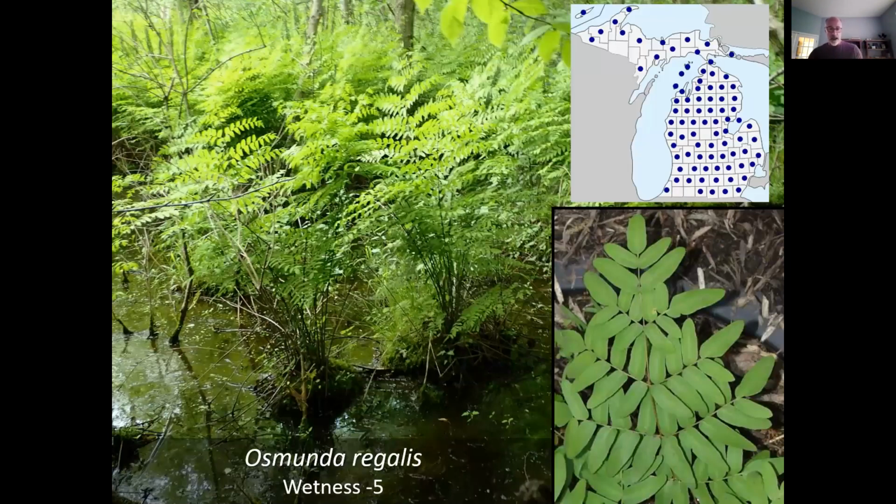Moving kind of heading towards shore, one of the more notable and more common species, you can tell by the map, is regal fern, Osmunda regalis. My bet is most of you know the plant. It tends to form in shallow water, bayou-like conditions, and the shoot system is erect, and eventually builds something of a mound.